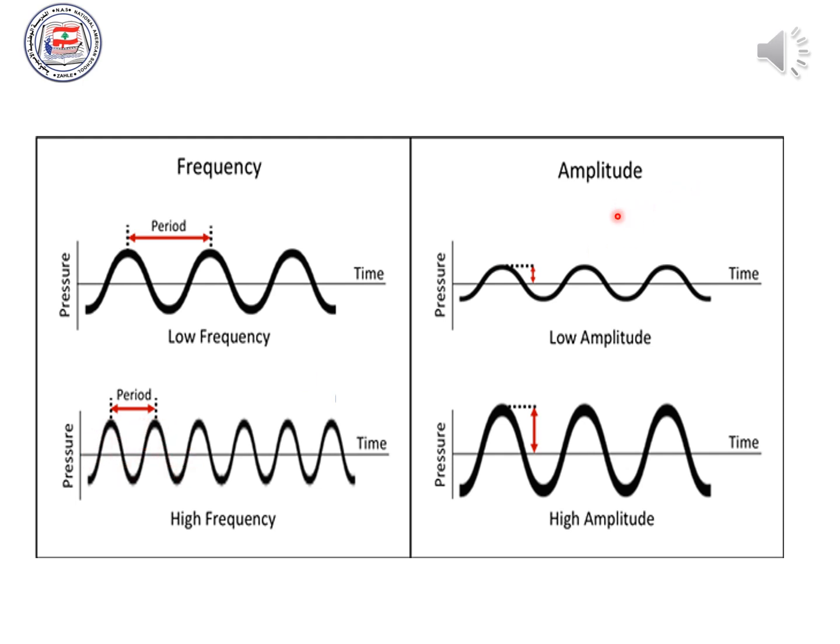Now, if we look at the right part, we also have two waves. The upper one has a low amplitude and the lower one has a high amplitude. Why? Because in the upper one, the distance from the center line to the crest, which is the highest point in the wave, is smaller than in the lower one.